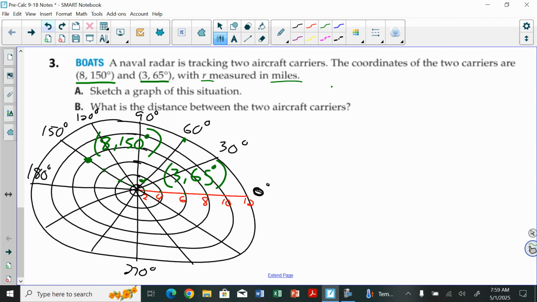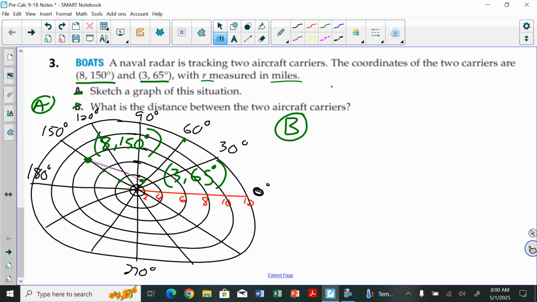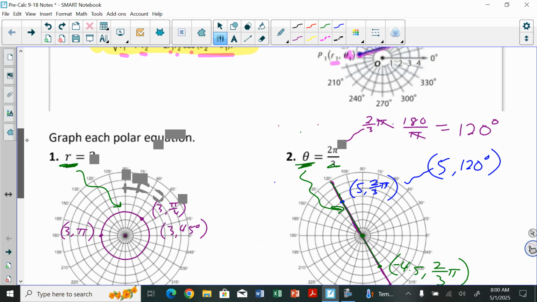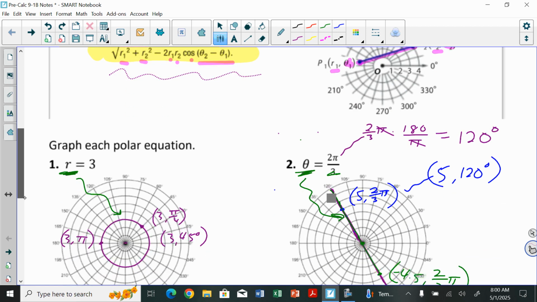Okay, so next part, that's part A, just doing the sketch. Okay, so now part B, what is the distance between the two aircraft carriers? Okay, so I'm looking for the distance between these two things from right here to up here. That's what I'm looking for, that distance there. All right, so to do that, I'm going to use my polar distance formula right here.